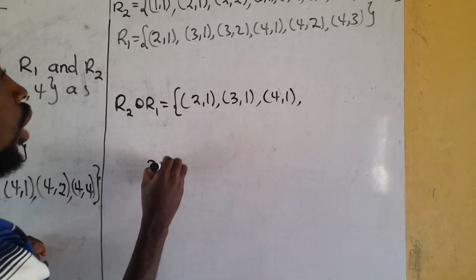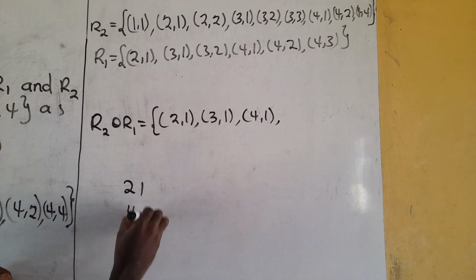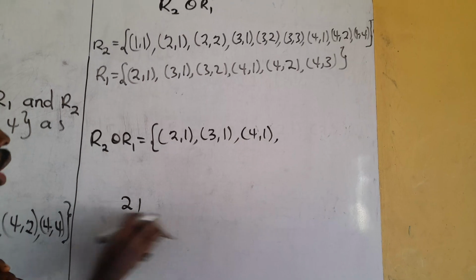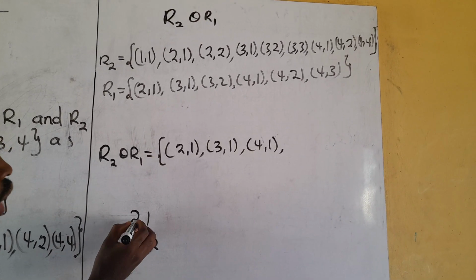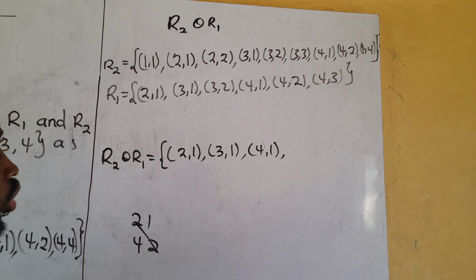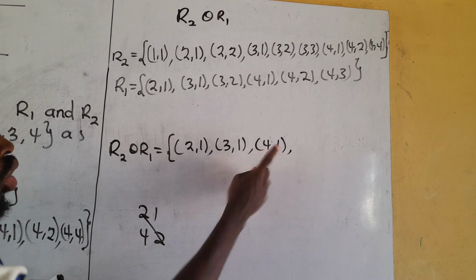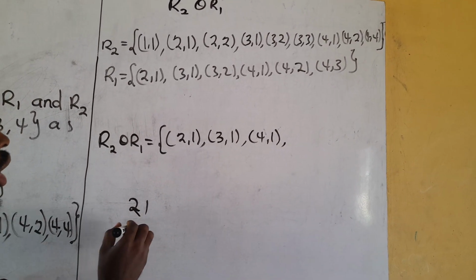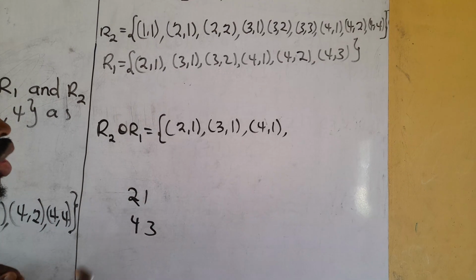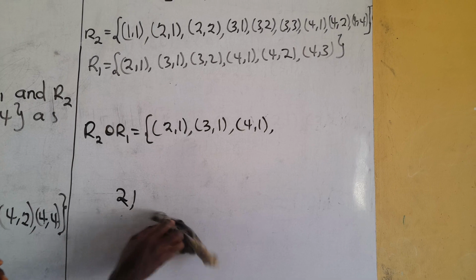Then 2 1 against 4 1 now. There is no such corresponding. 2 1 against 4 2. So you see that 2 will correspond with these 2. Then we have the relation 4 1. 4 1 is already there. So we are good to go. So 2 1 against 4 3 now. There is no such corresponding. So we ignore. Now we are done with 2 1.